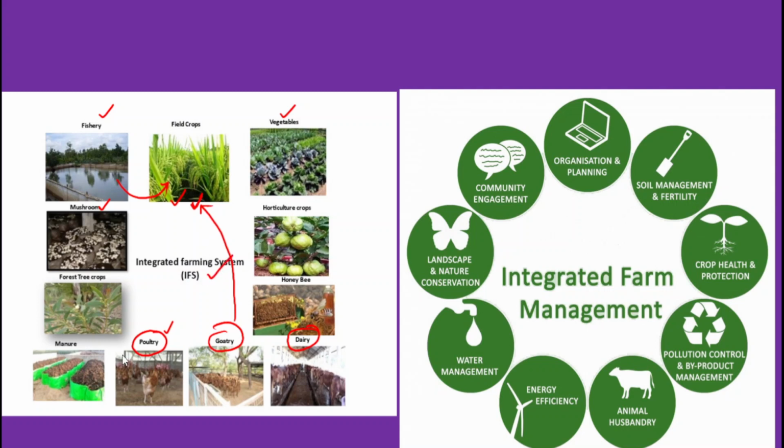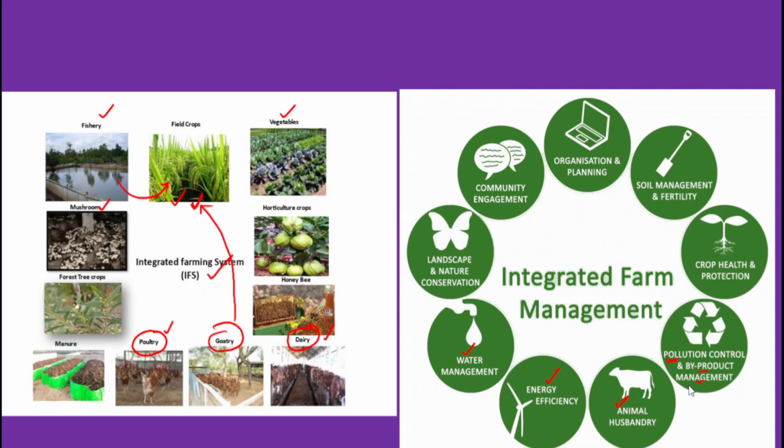So the integrated farming system takes care of different aspects. For example, it takes care of water conservation, water protection and management. Energy efficiency can also be achieved, and this also takes care of animal husbandry, because the integrated farming system also has dairying, poultry, goatry, and so it controls pollution and byproduct management.